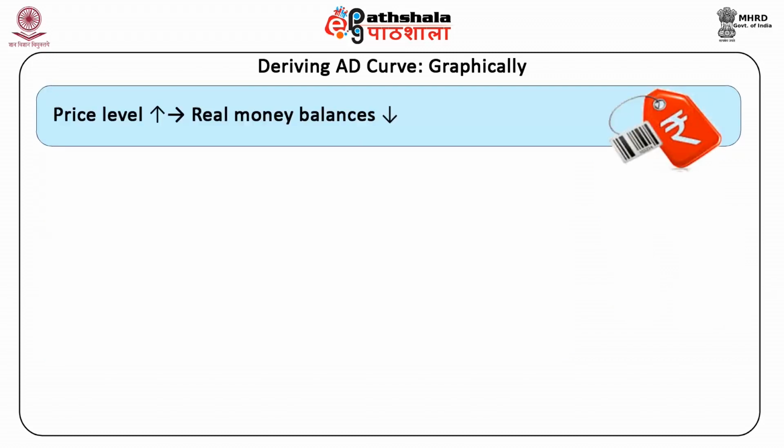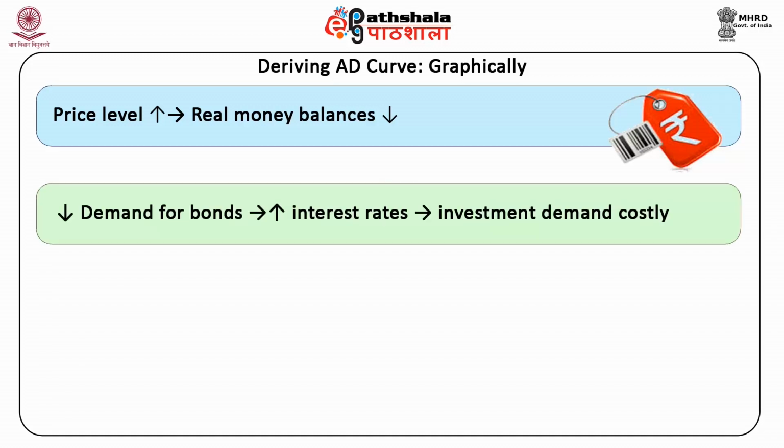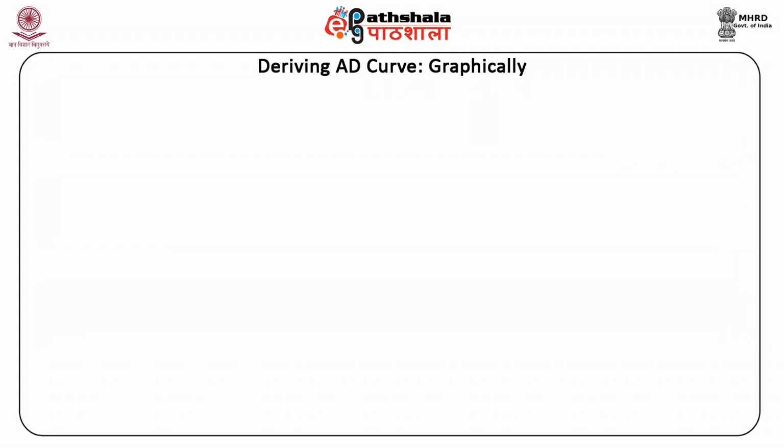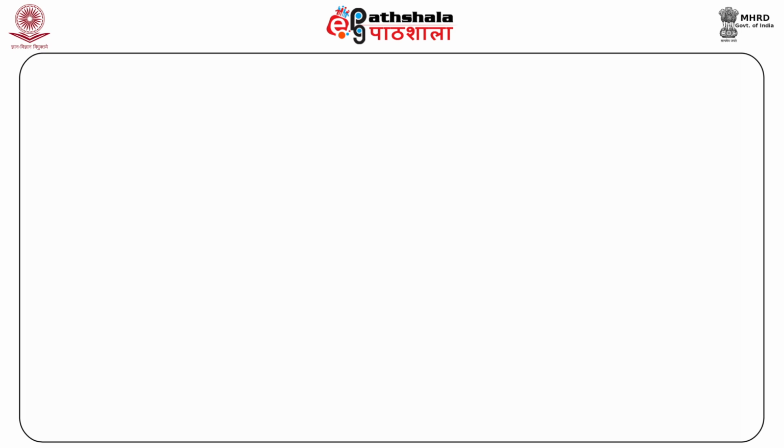Similarly, when the price level in the economy rises, real balances decrease, reducing the demand for bonds in the asset market. This increases the interest rates, making investment demand costly in the goods market. Hence, aggregate demand decreases. Thus, when the price level rises, aggregate demand falls. Now, let us consider the figure.